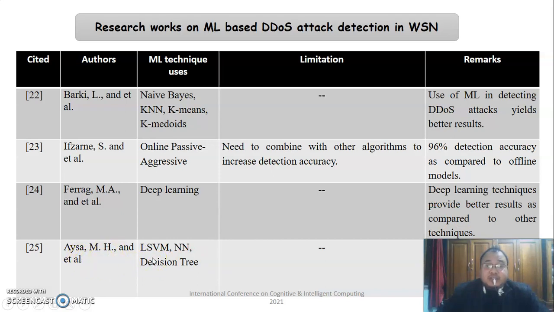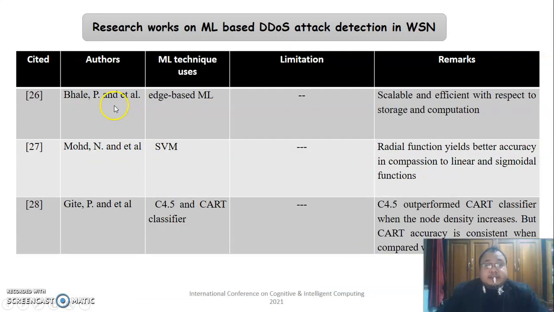The machine learning technique that they use is LSVM, NN and decision tree. The combination of decision tree and random forest yields better detection accuracy. The next paper we have Vale P et al. Edge-based machine learning is the technique they use, and remark is scalable and efficient with respect to storage and computation. And next paper is Mohammed et al. SVM radial function yields better accuracy in comparison to linear and sigmoidal function.